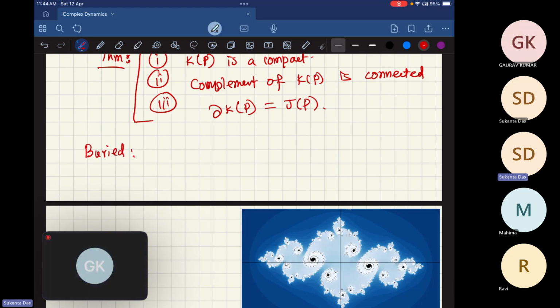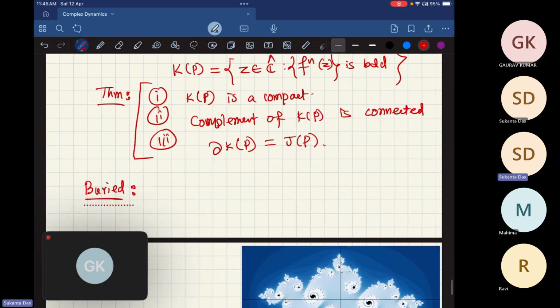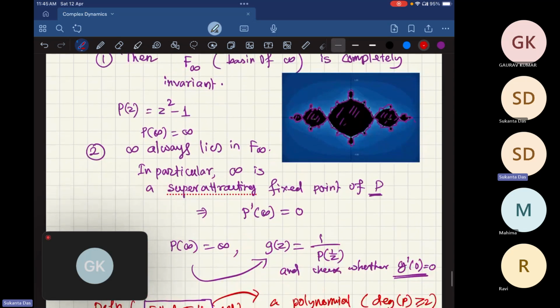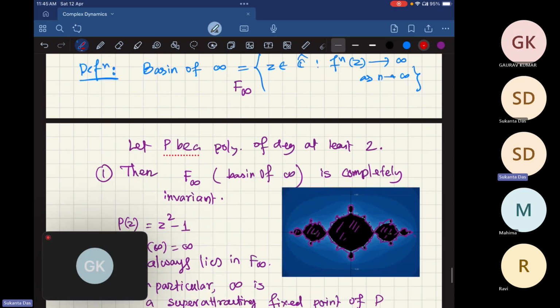I wanted to skip this because this is a more complicated thing, not easy to understand. It is easy for polynomials and rational maps, but for the transcendental setup it is not easy. That is why I wanted to skip this. Buried means, as we have seen, what the Fatou and Julia sets are: the Fatou set is an open set and the Julia set is the complement of the Fatou set. And in most cases we have seen the Julia set is nothing but the boundary of some Fatou component.